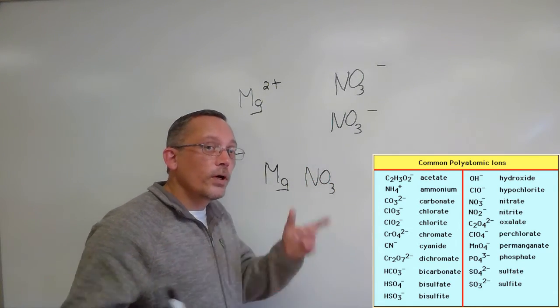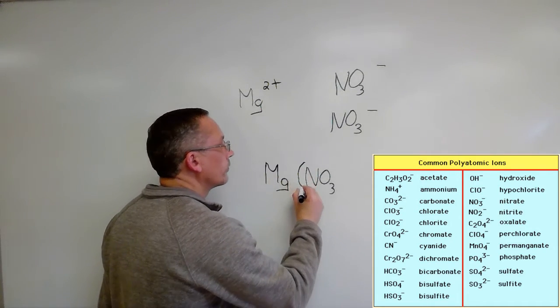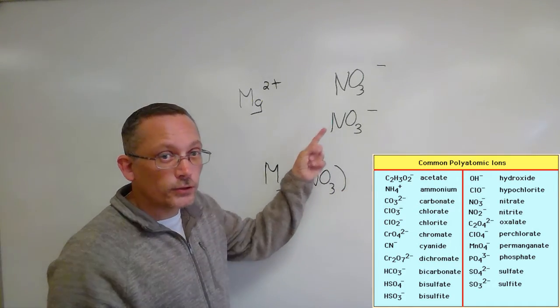And since there's more than one of that polyatomic ion, remember we have to put it in parentheses. Okay. And then how many of them are there? There's 2.